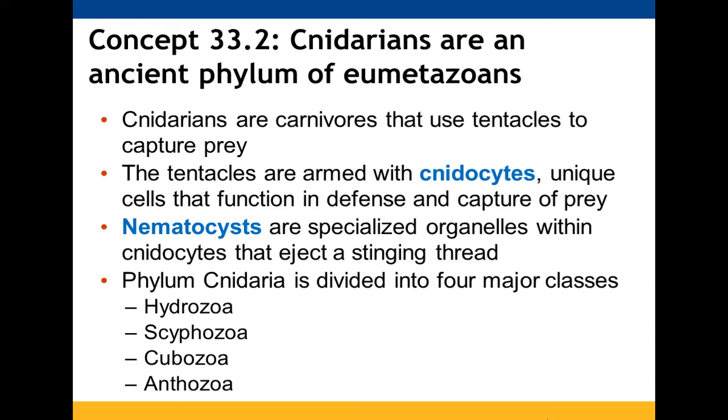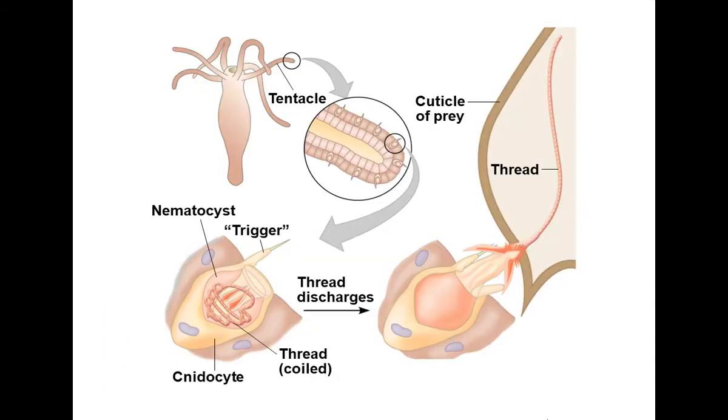They are carnivores. They have tentacles that allow them to capture their prey. The tentacles have cnidocytes on them, which help them defend against potential intruders and capture their prey. Nematocysts are located within the cnidocytes, and they send out stinging threads, pretty wild. And there are four classes of cnidarians: Hydrozoa, Scyphozoa, Cubozoa, and Anthozoa. Okay, so that's looking at it on an anatomic level.